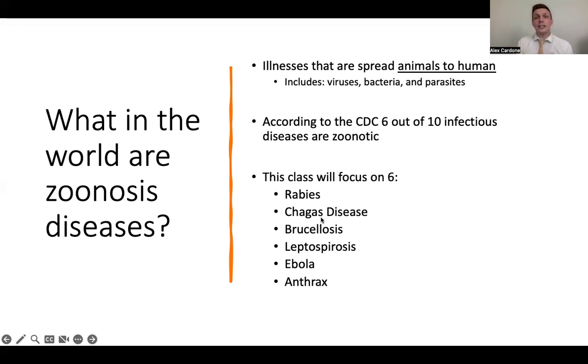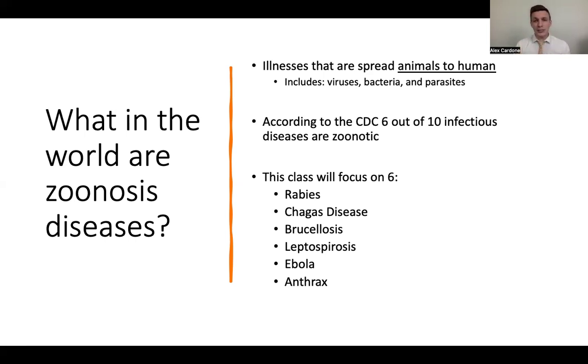Zoonotic diseases are illnesses that are spread by animals to humans. These include any kind of viruses, bacteria, or even parasites. The reason this is relevant is, according to the CDC, almost 6 out of 10 infectious diseases are zoonotic, or at least they're caused by zoonotic sources. And so, a majority of what we get is actually something that's transferred from an animal to a human.